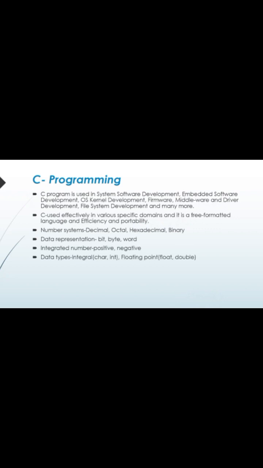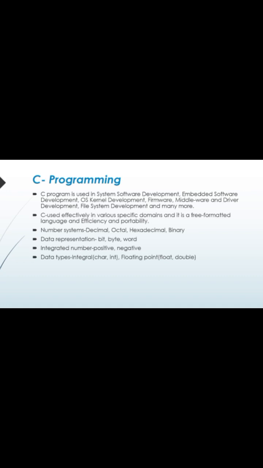C programming is used in software development, embedded software development, OS kernel development, and many more. C is used effectively in various specific domains, and it is a free-formatted language known for efficiency and portability. The number systems used in C programming are decimal, octal, hexadecimal, and binary.